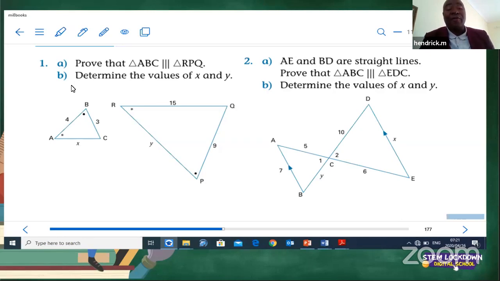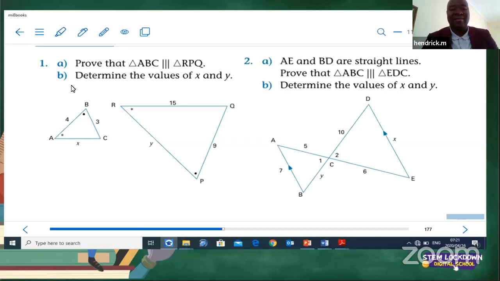Now, can we prove similarity there in the two triangles? I want to give it back to you again, as students from various corners of our land, just to prove that triangle ABC is similar to triangle RPQ. Let's engage.